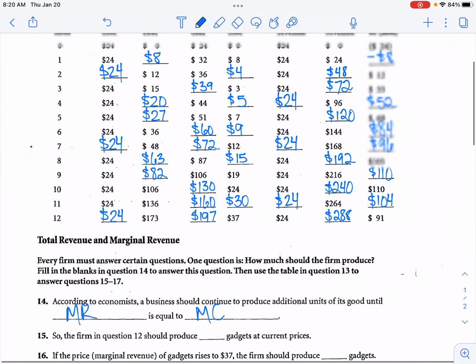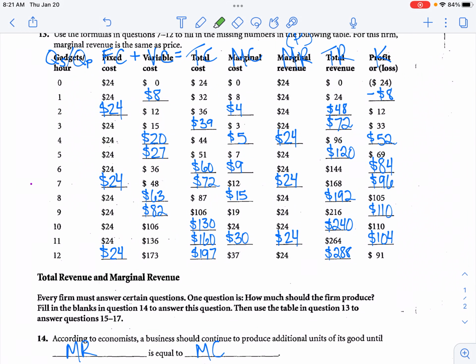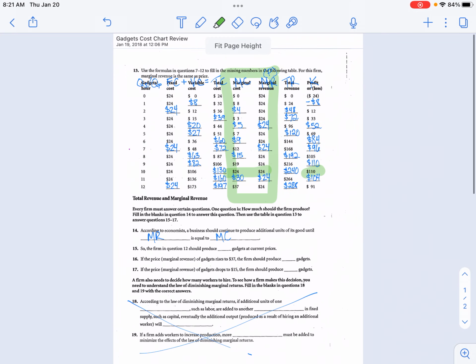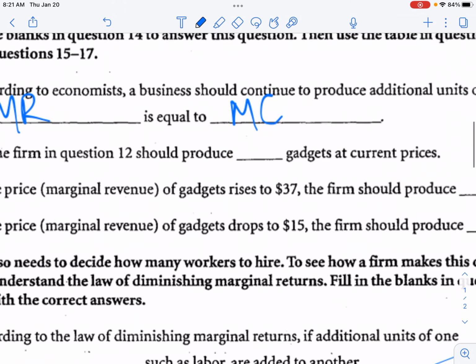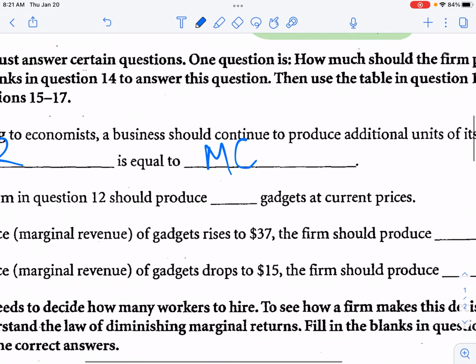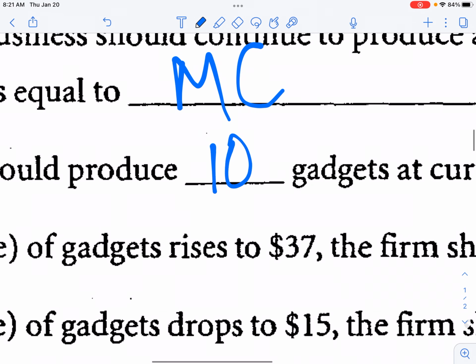And so what that means is, in the marginal revenue and total revenue columns, you want to look for, sorry, that is incorrect. In the marginal revenue and marginal cost columns, you want to find where the numbers are the same. And so when you read across in the 10th row, that's where the costs and the revenue are both $24. That maximizes the profit for this company, and it gives them a profit of $110. So we would say they need to produce 10 gadgets at their current price.